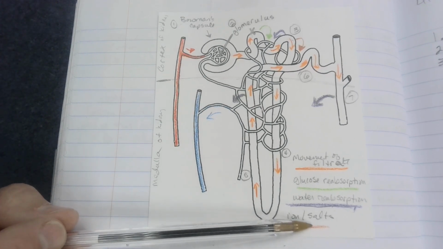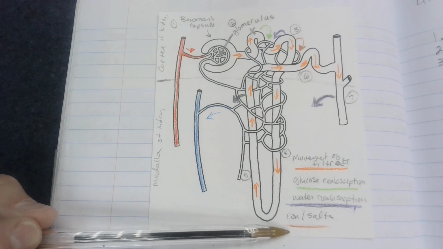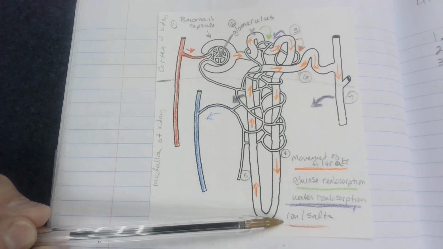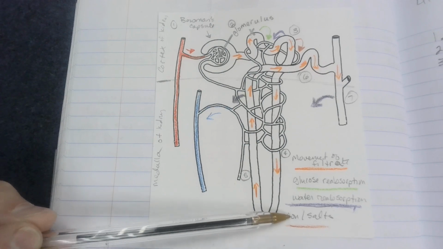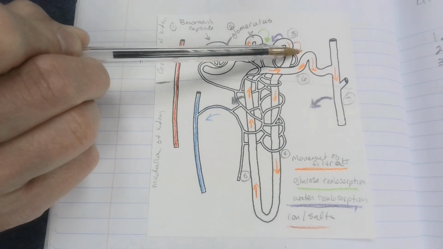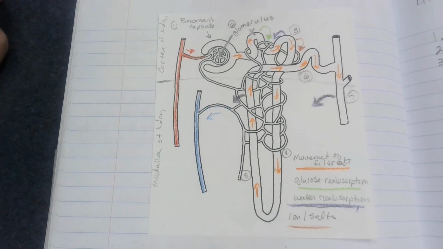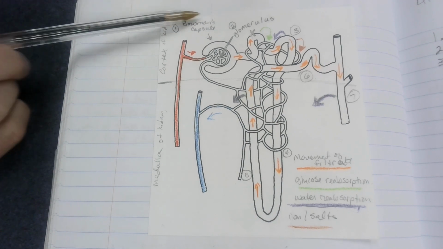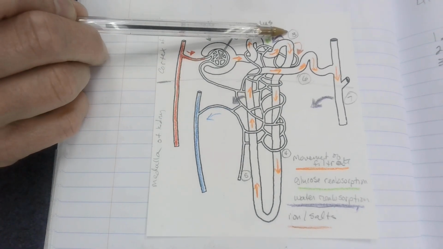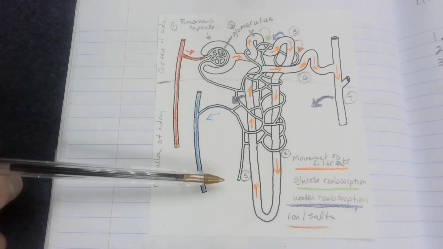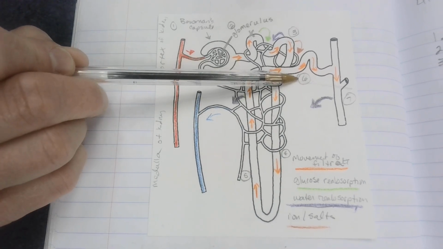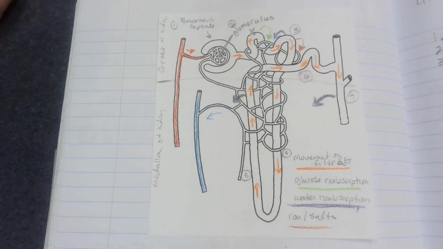And this is supposed to be brown. I know it's kind of hard to tell, but this is supposed to be brown, and so this is ions slash salts. And so that brown arrow is right there. And then I've got labeled a 1 here, a 2 in this area, 3, 4, 5, 6, and 7. And I'll go over those one by one here in just a second.